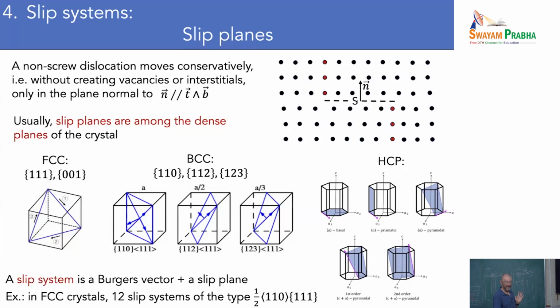And now, just for the terminology, what we call a slip system is the combination of a Burgers vector and a slip plane. So for example, in FCC crystals, the most classical slip systems that we see are a Burgers vector 1/2 of <110> and a glide plane {111}. So that's the slip system, and there are 12 of these slip systems in FCC crystals.